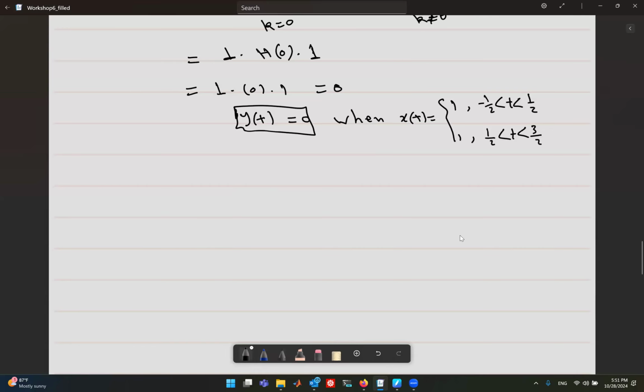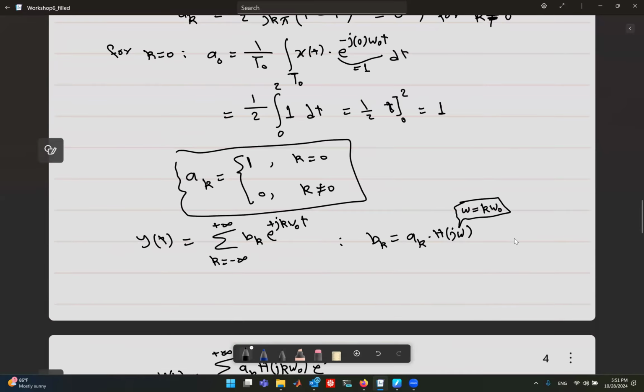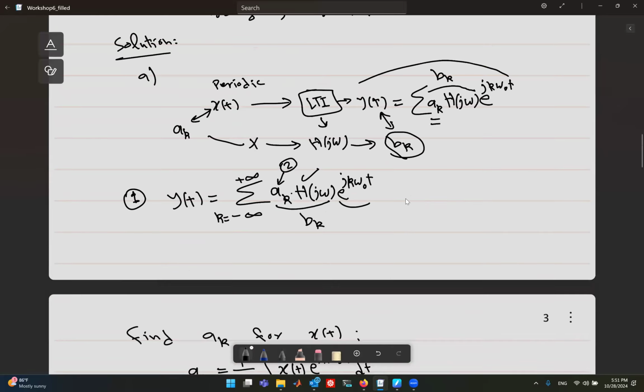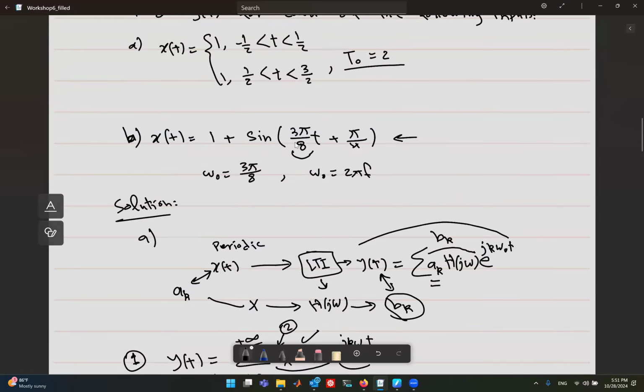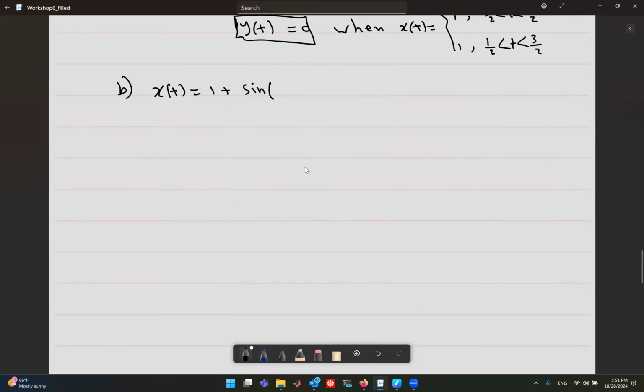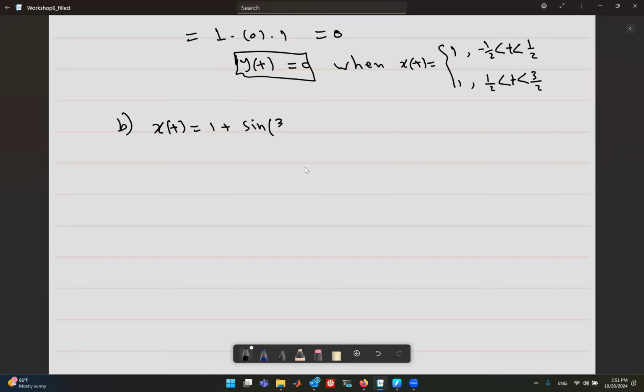Let's look at the second input signal, xt, which was given by 1 plus sine of 3 pi divided by 8 t plus pi divided by 4.